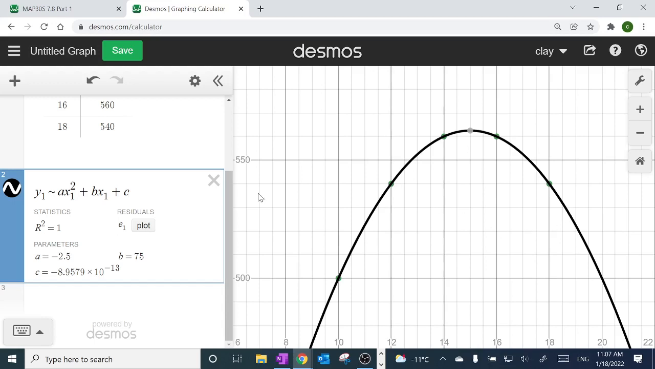Now, what is the a value? There it is right there. Can you see that? It gives you a little printout on the phone, does it? Okay, so it gives you negative 2.5 for a. It gives you 75 for b. What the heck kind of crazy number is that for c? What kind of a number is that? Do you remember how scientific notation works? Okay, so if I have a negative here, what does that do to the decimal?